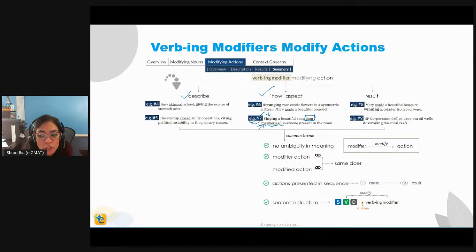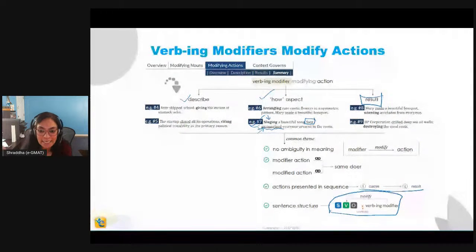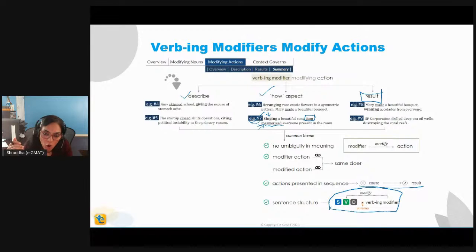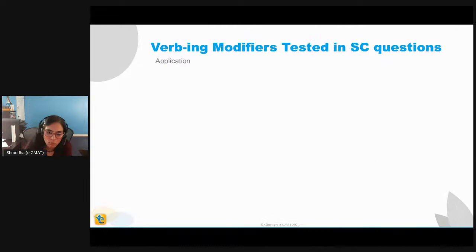But when we are using the comma plus verb-ing modifier to present the result, the structure has to be the clause, then the comma, and then the verb-ing modifier, to keep that sequence intact, because first the cause happens and then the result happens, right? So this sequence must be maintained. These are a few points that we must keep in mind while using verb-ing modifiers as action modifiers.